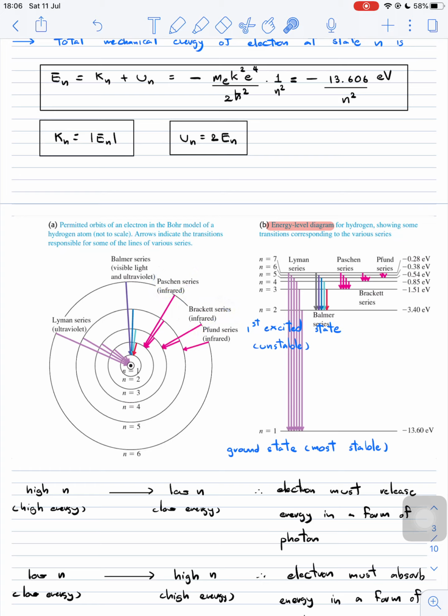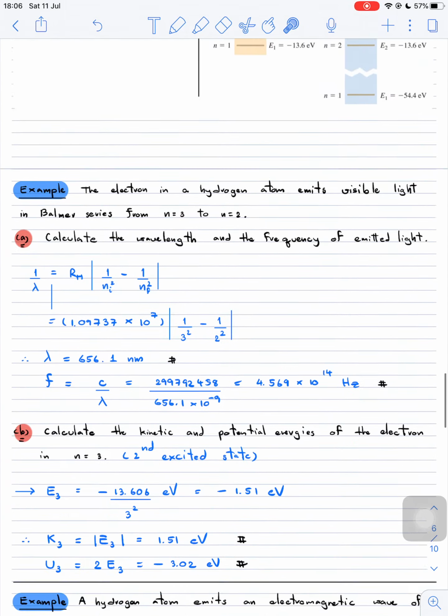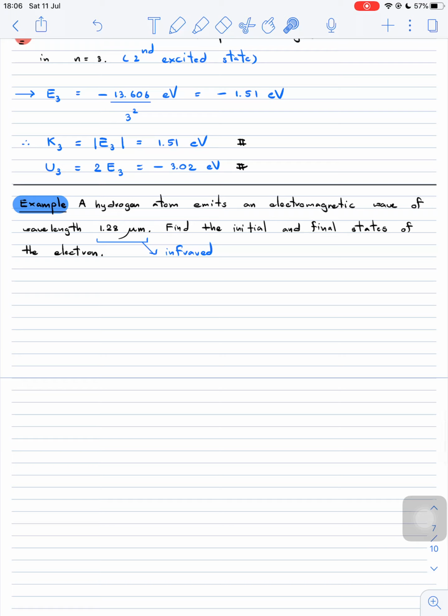So the electron can move from a higher level to n equal to 3, to n equal to 4, and to n equal to 5. So that's the possibility that we can get. Find the initial and the final states of the electron. That's the problem: we don't know the initial state. It can be 3, 4, or 5, and we don't know the final state as well. So how can we work on this one?